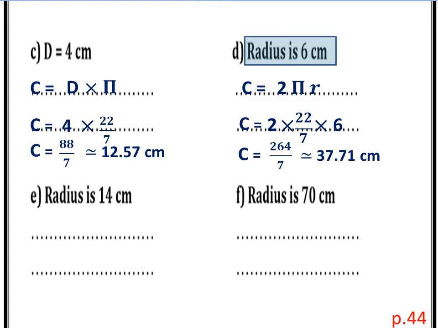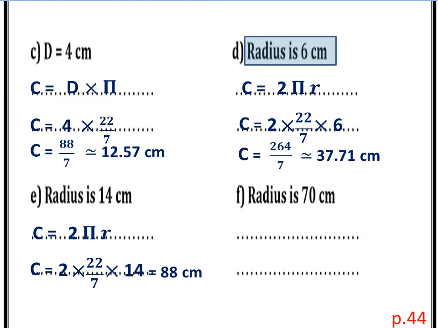And now in letter E, the radius is 14 centimeters. So we are going to use the rule using the r. C equals 2 pi r, so C equals 2 times 22 over 7 times 14. When we put it on the calculator, the answer will be 88 centimeters. And don't forget to put the unit, centimeters. Here, the radius is in letter F.